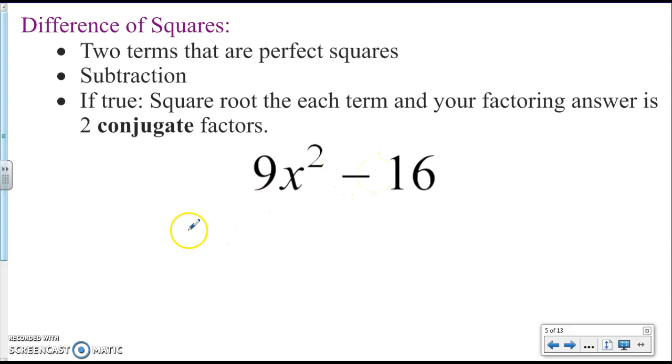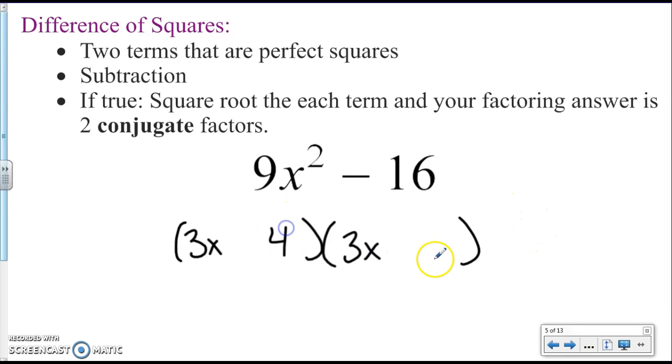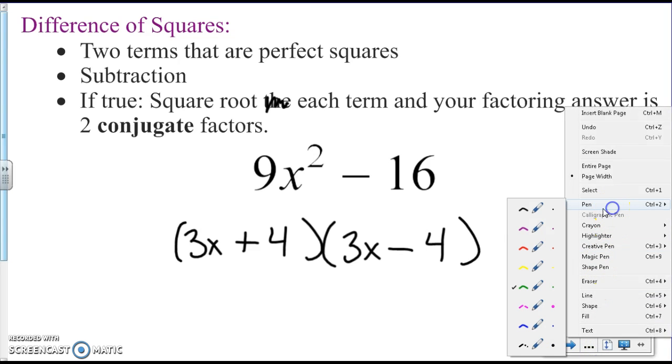If there is, it's pretty easy. We're going to use the difference of two squares factoring pattern. So the square root of 9x squared is just 3x. So I'm going to put one of those in each of my parentheses. And the square root of 16 is 4. So I'm going to put one of those in each of my parentheses. Now the last part says if true square root, then square root each term, and your factoring answer is 2 conjugate factors. We'll cross off that there. Okay, so what conjugate means is one has a positive or plus and one has a minus. And then you're done. To check this, all you have to do is FOIL.